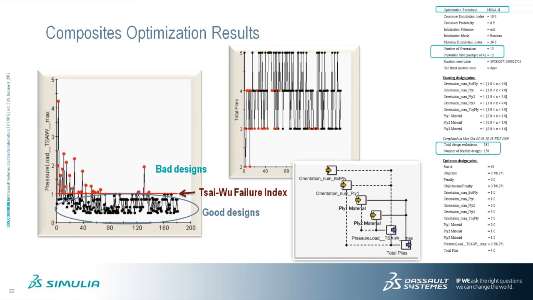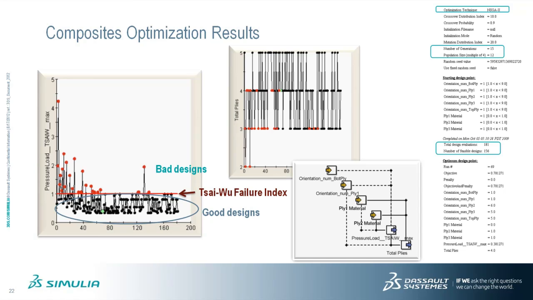So again, down here you can see all the bad designs are red dots, all the good designs, the passing designs, are black dots. So we can see that for our 2-ply design, both of those designs have red dots, so they couldn't find a passing definition with just 2 plies. For our 3-ply designs, we have a lot of red dots, but we also have some black dots, which are passing designs. 4-ply design, again, mostly black dots, but a couple of reds. And then our 5-ply design is all black dots, so those are all survivable designs.